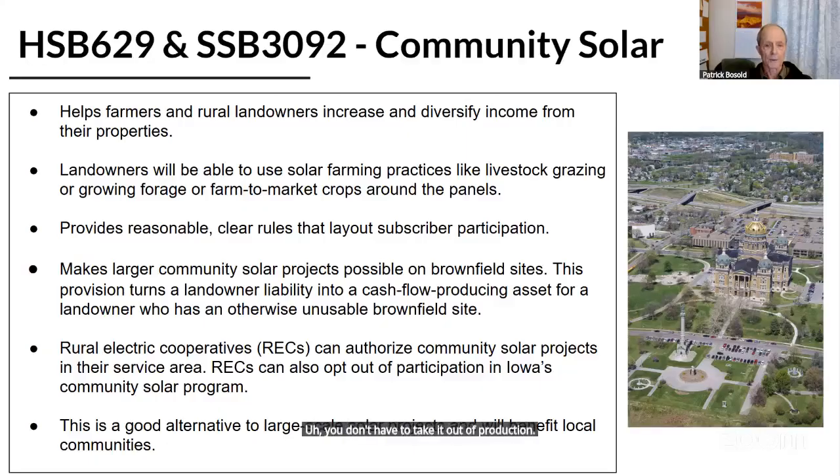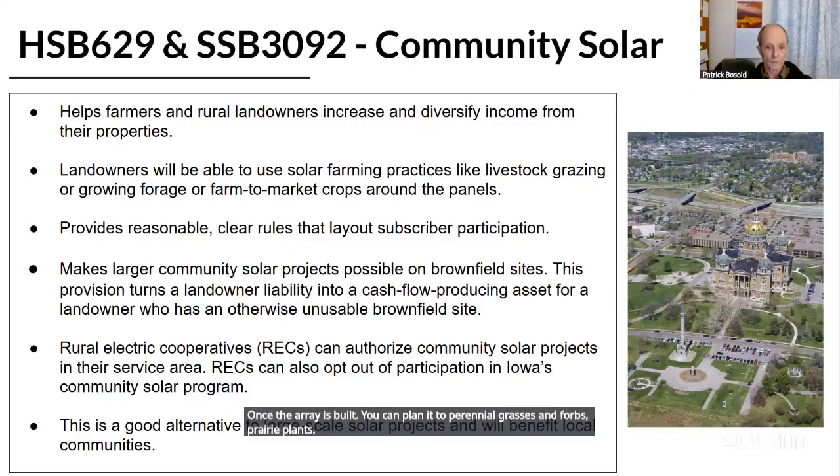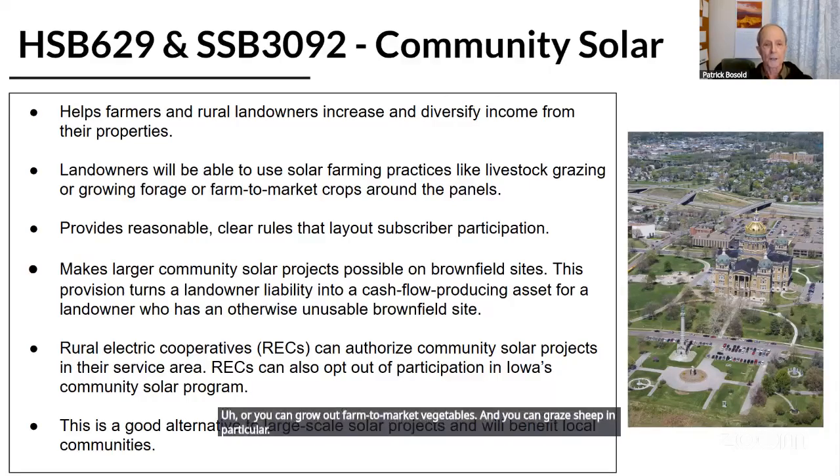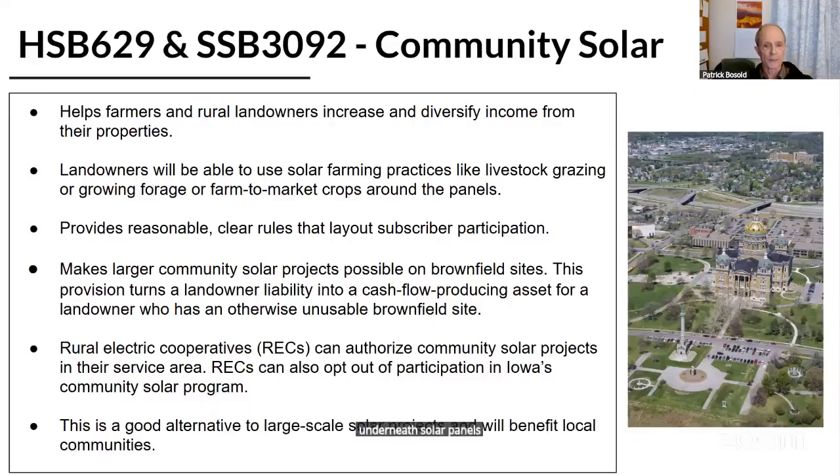Once the array is built, you can plant it to perennial grasses and forbs, prairie plants, or you can grow farm to market vegetables. And you can graze sheep in particular underneath solar panels. As a matter of fact, that's becoming an increasingly popular option all over the United States for vegetation and weed control. And there you have an extra benefit for a landowner who wants to do that.